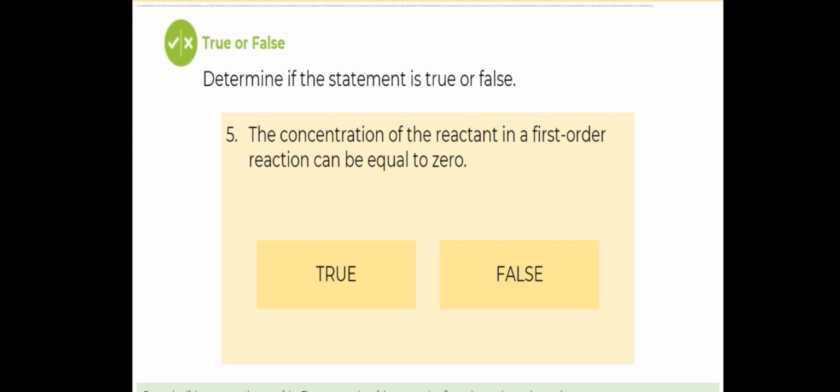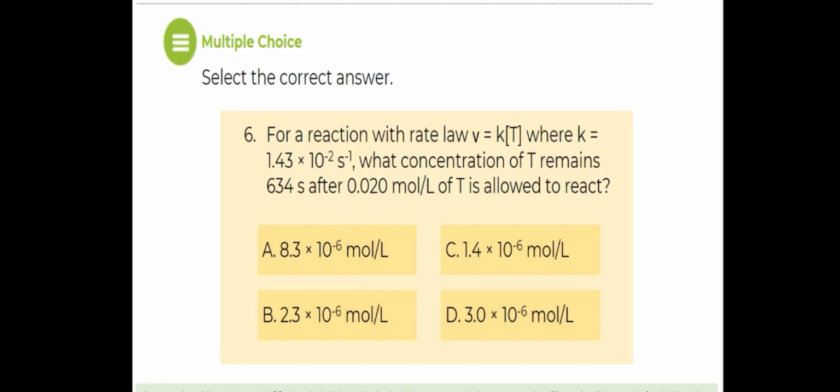Question number 5. Determine if the statement is true or false. The concentration of the reactant in a first order reaction can be equal to 0. Question number 6. For a reaction with the rate law, rate equals kT, where k is equal to 1.43 times 10 raised to negative 2 inverse second. What concentration of T remains 634 seconds after 0.020 moles per liter of T is allowed to react? Select the correct answer.